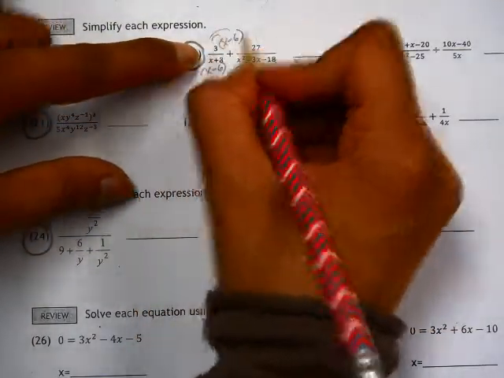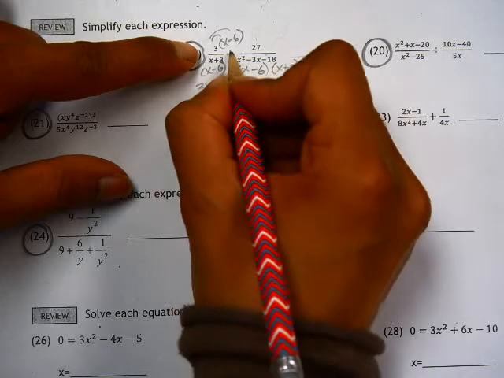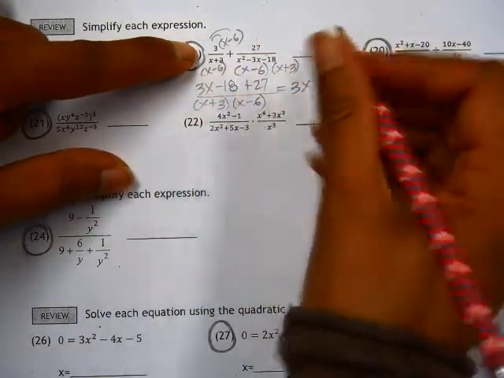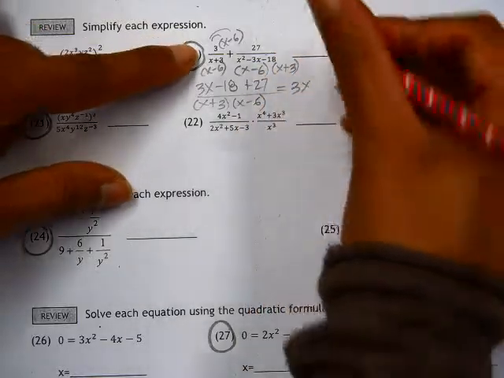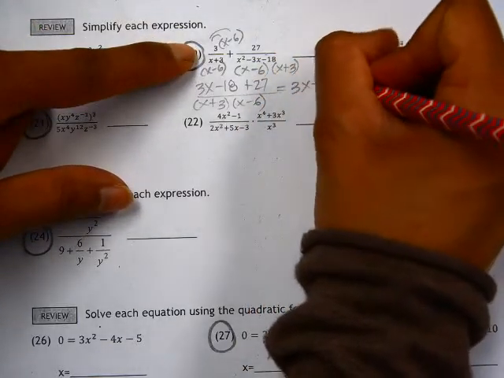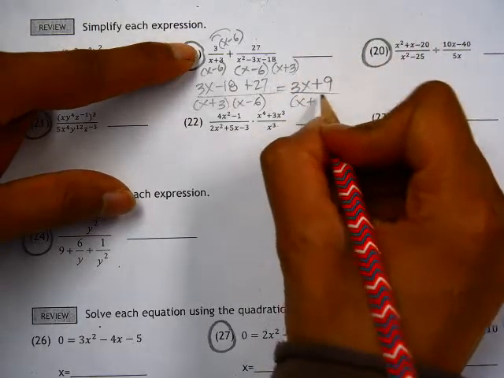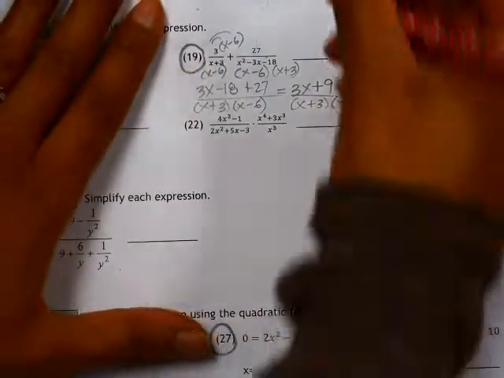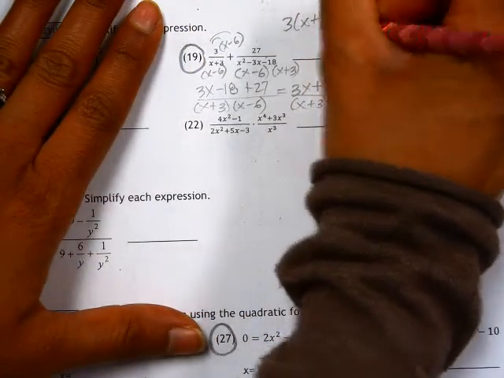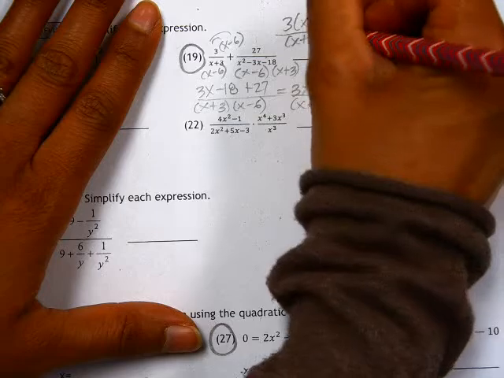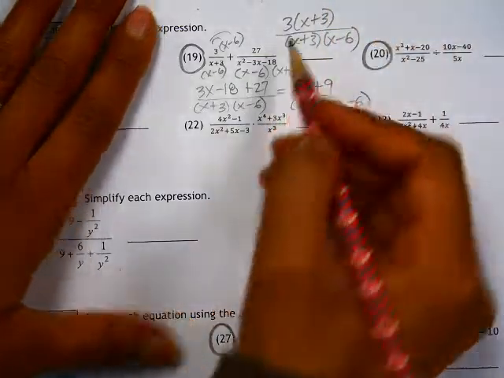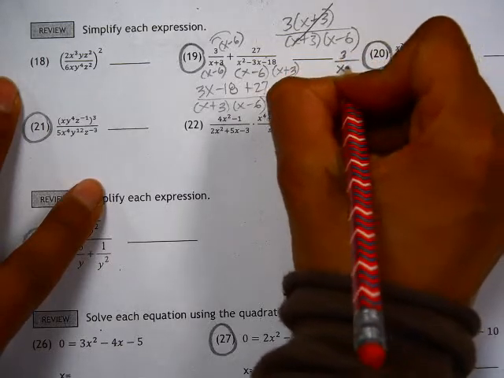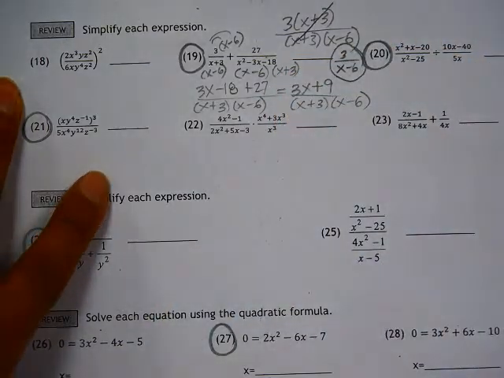So this is 3x - 18 + 27. Adding like terms, this would be (3x + 9) over (x + 3)(x - 6). And we can factor the numerator, so this would be 3(x + 3) over (x + 3)(x - 6), which allows us to cancel the x + 3's. So we get 3 over x - 6 as our final simplified answer.